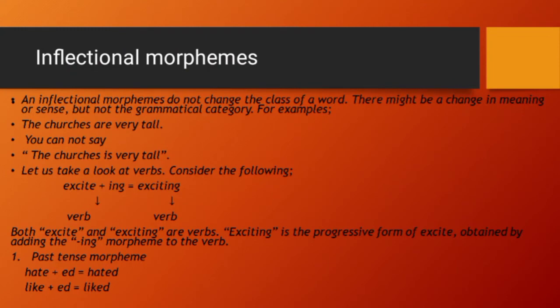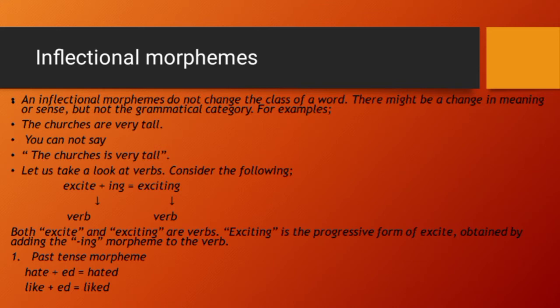Inflectional morphemes. An inflectional morpheme does not change the class of a word. There might be a change in meaning or sense, but not the grammatical category. For example, the churches are very tall. You cannot say the churches is very tall.